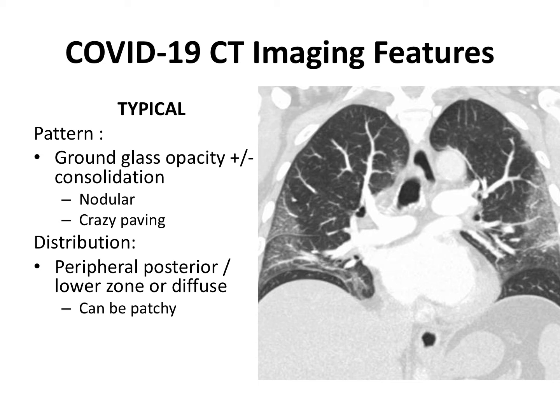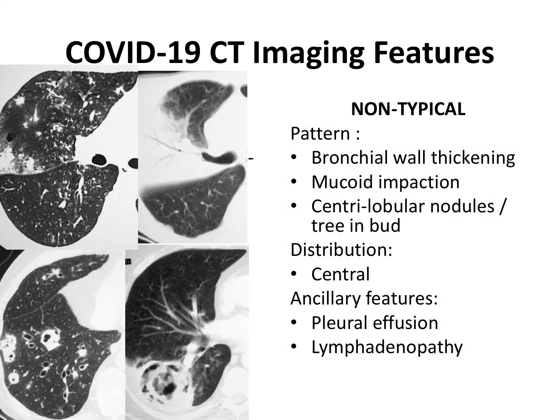CT features in COVID-19 consist of ground glass opacity and consolidation with that peripheral and lower zone predominance that we've seen on chest X-ray. These features would be highly atypical for COVID-19, so more focal, lobar consolidation, cavitation, and so-called tree and bud opacity are uncommon in COVID-19 and much more suggestive of an alternative disease process.